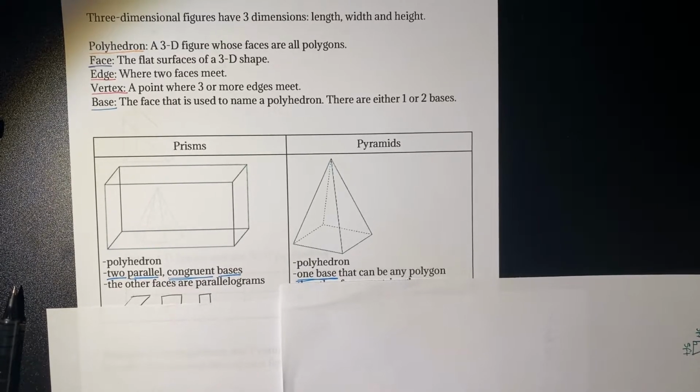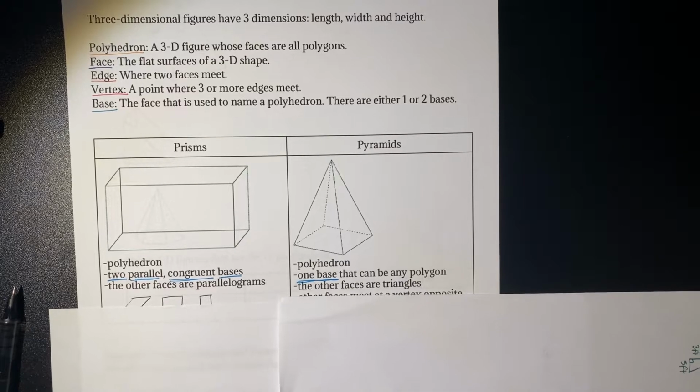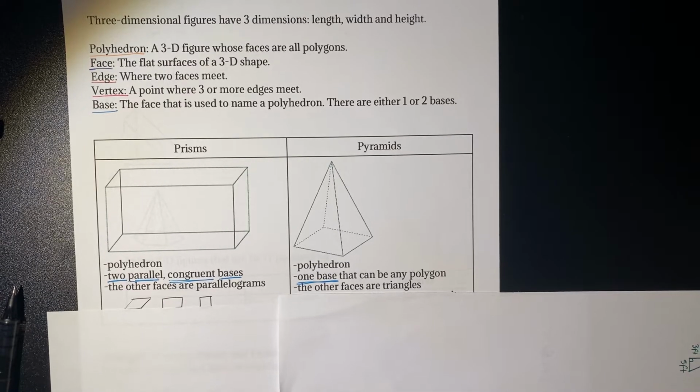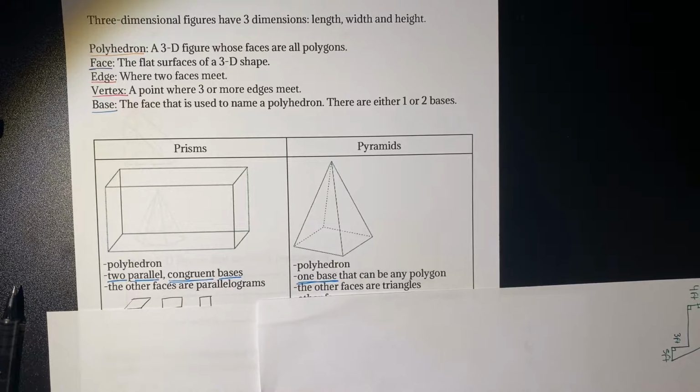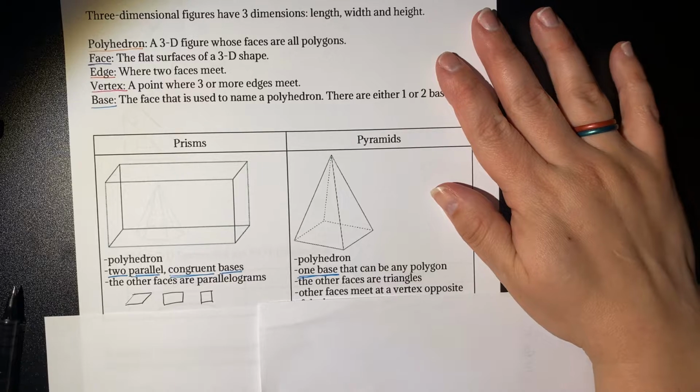So it can be a square, a rectangle. Let's see, what else could it be? It could be a trapezoid. It could be an octagon, a pentagon, a hexagon. So there are lots of choices for pyramid bases. The other faces are triangles, because they go up to one point, so they have to be in a triangular shape.